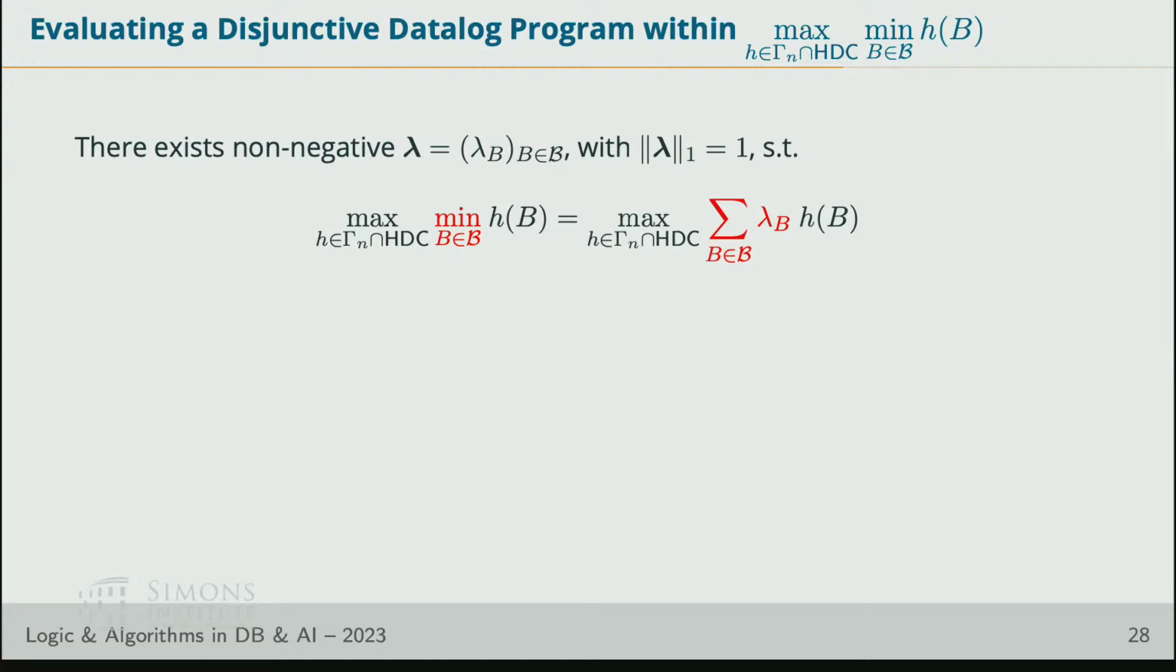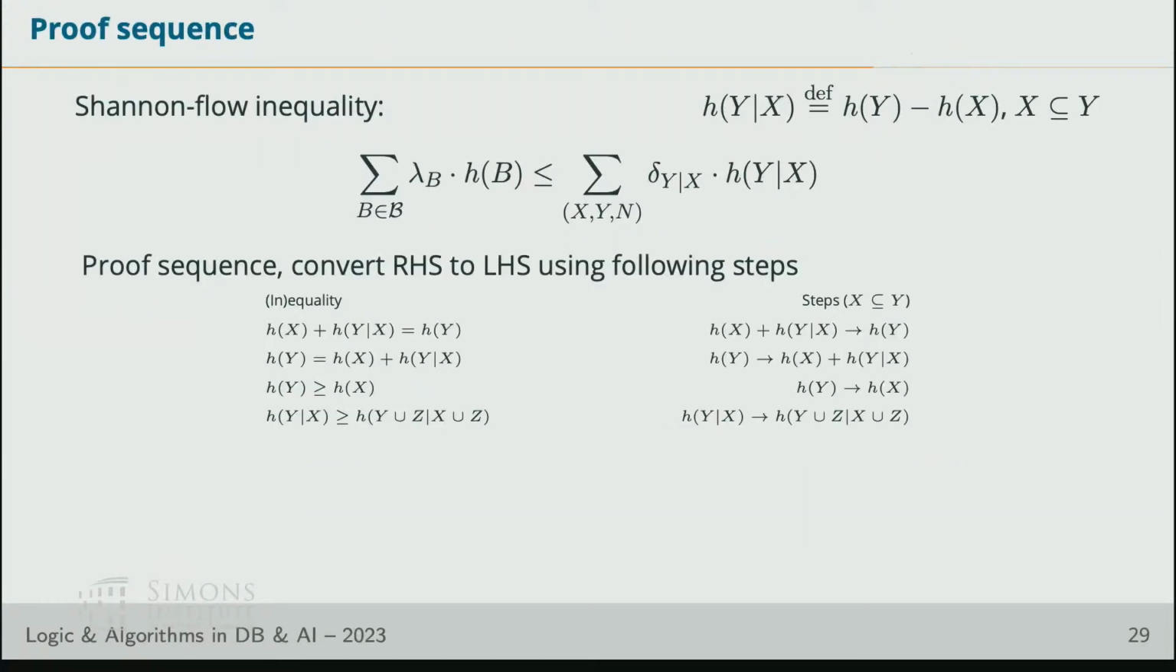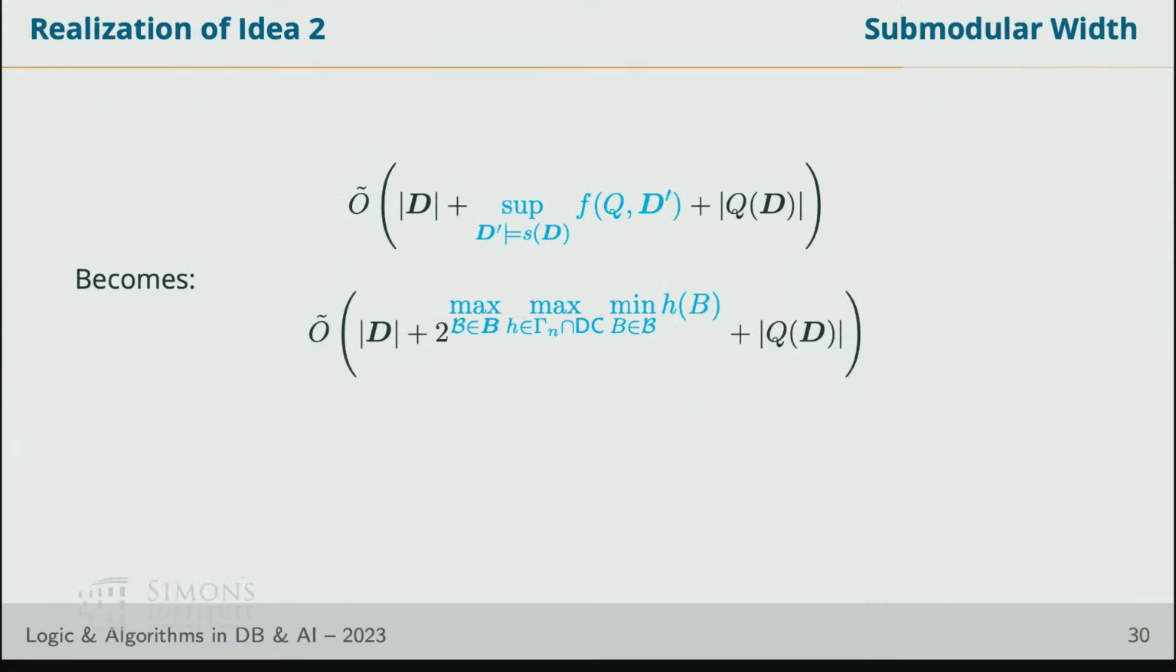So that's just one extra technical step that we have to prove, turning this maximin into a max of a linear combination. Okay, and that's how we get the Shannon flow inequality. The only difference from before is that now this is a linear combination over h's on this side. So I'm not going through the proof sequence anymore. It's the same thing as we did before.